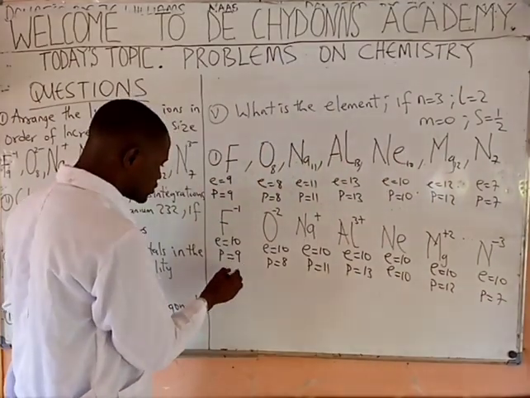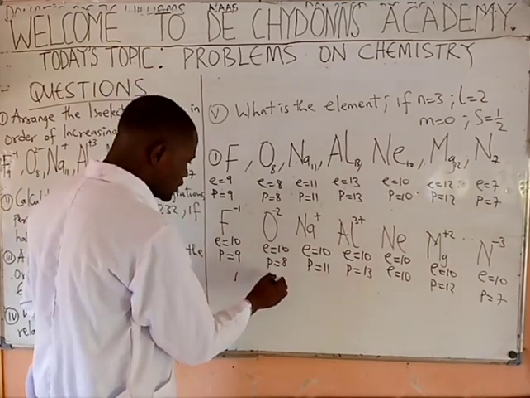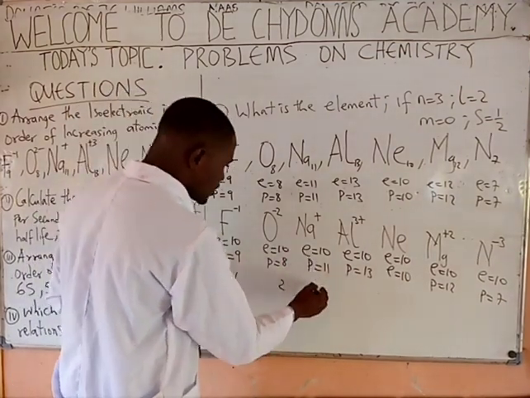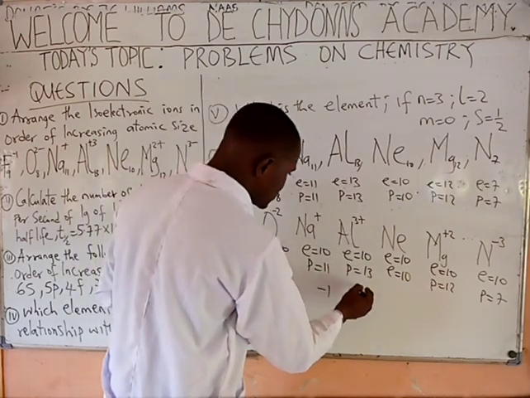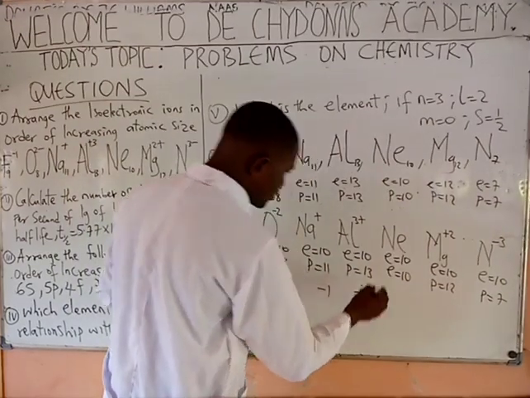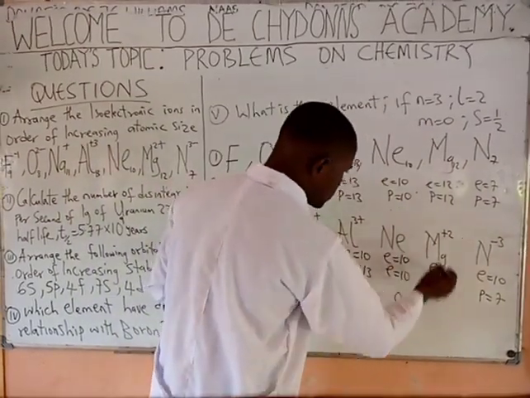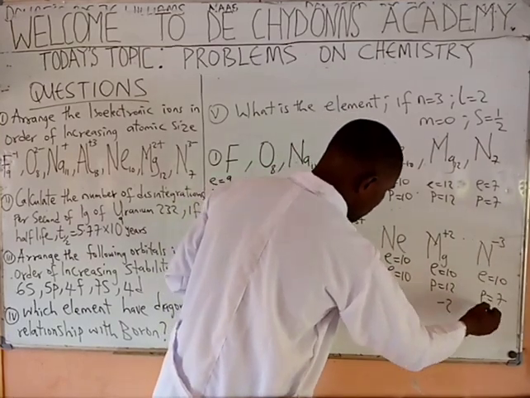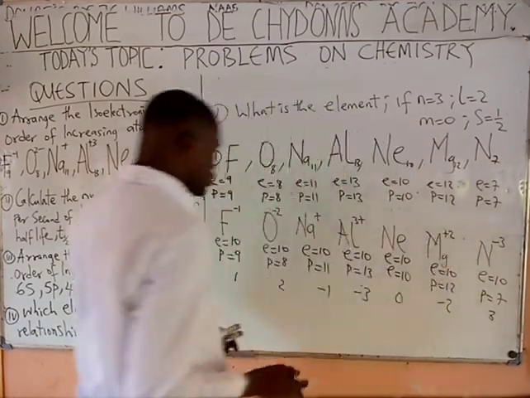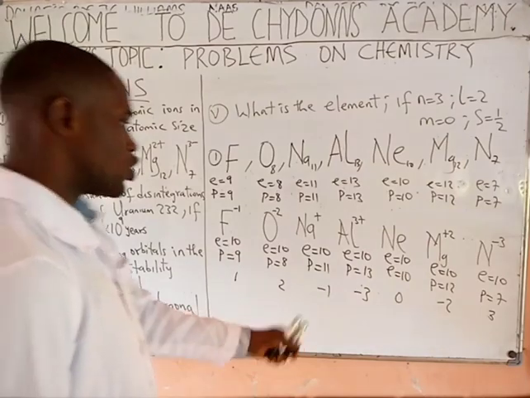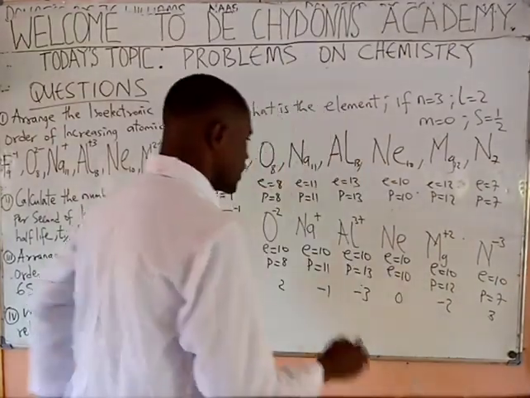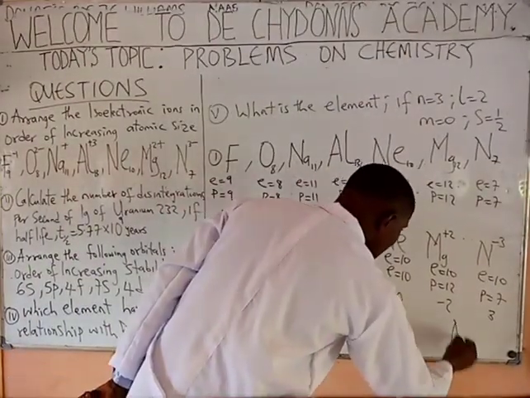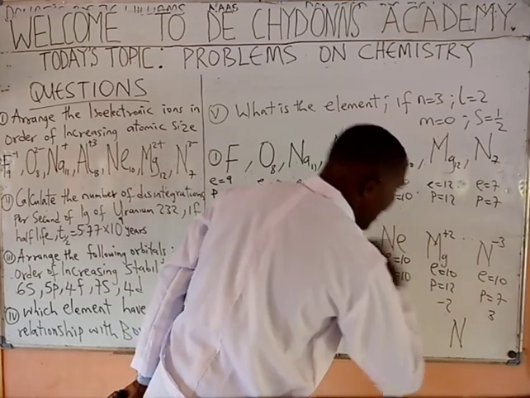Now get the difference between protons and electrons. This one is 1. This one is 2. This one is minus 1. This one is minus 3. This one is 0. This one is minus 2. This one is 3. So which one has the highest number? This positive 3. It means that it will have the highest atomic size.